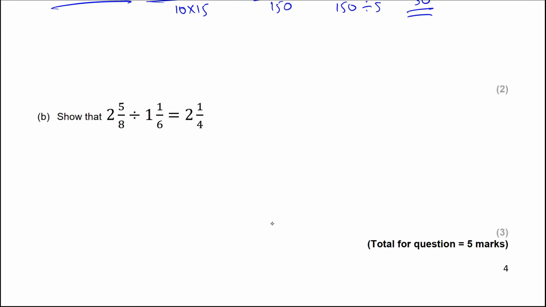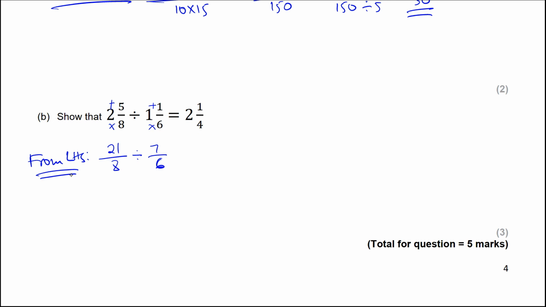Here, what you need to do first of all is to rewrite these fractions as improper fractions. You multiply 2 by 8 to get 16, and then you add 5. The same thing here, multiply and then add. So 2 multiplied by 8 will be 16. 16 plus 5, that will be 21. So 21 over 8 divided by 7 over 6. So this is from the left hand side again.